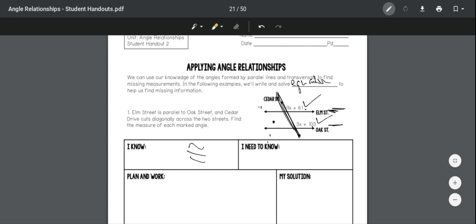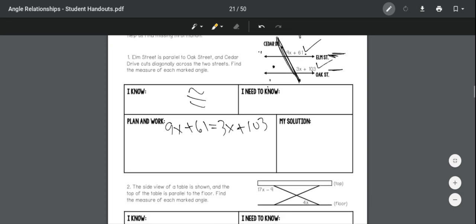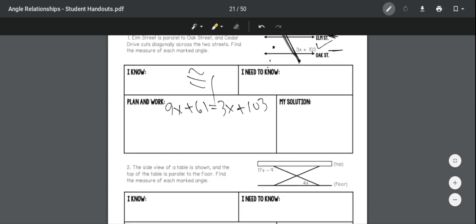So we write the equation to make them congruent. So we got 9x plus 61 equals 3x plus 103. That's what it means when they're congruent. And then we have to be able to remember how to solve equations. So you need to minus 3x, so this is why you need to have your volume up because I'm not going to write it in there. We're going to minus 3x from this side, and that gives us 6x plus 61 equals 103. And then we're going to minus 61 from that side.